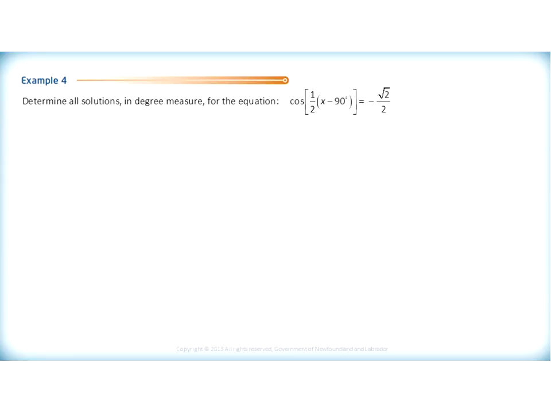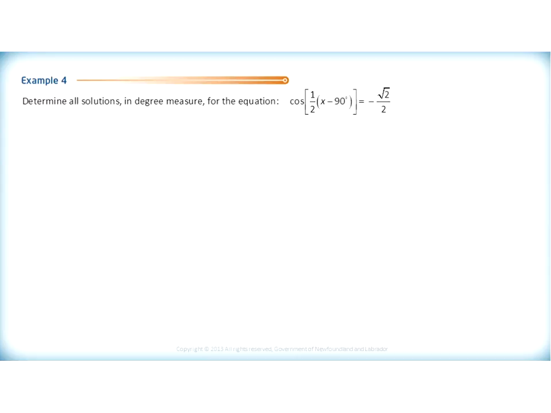Let's look at another example. Determine all solutions in degree measure for the equation. Cosine of a half times x minus 90 degrees is equal to a negative √2 over 2. Notice this time that we can express our answer in degree measure.